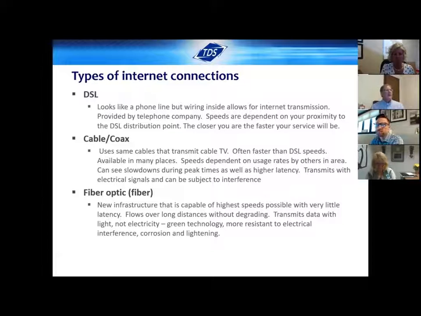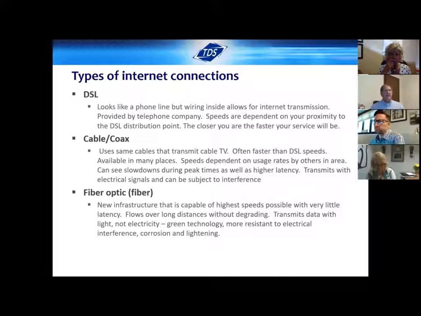And these are just some types of internet connections that are out there. So you can look at a DSL, which is kind of becoming an antiquated technology. You'll still see it in rural markets for the most part, where it's just too spread out and people don't want to build out their infrastructure because it's too costly. With DSL, it kind of looks like a phone line, but the wiring inside allows for internet transmission. Again, it's typically provided by a phone company.